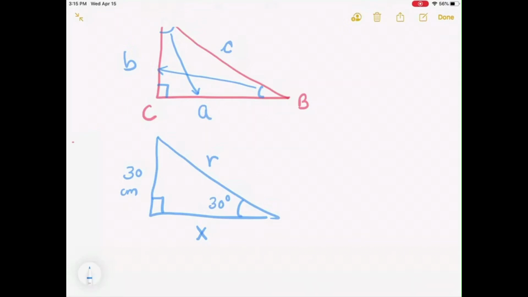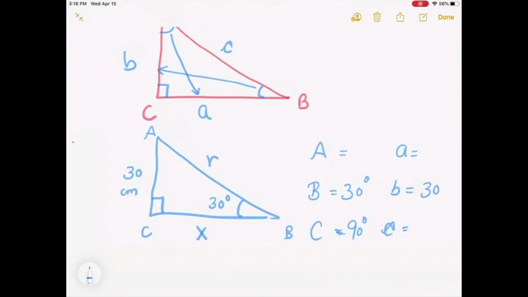First I'm just going to label everything. This is A, this is B, and this is C. So let's put A and lowercase a, B, lowercase b, C, and lowercase c. Let's put everything we know here. Angle A is not known, so I'm going to put nothing there. B is 30 degrees and C we already know is 90 degrees. And what do we know for the side length? AC, which is right across uppercase B, so this would be side length b, which is 30 centimeters.